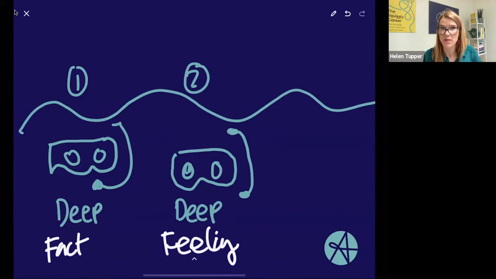So we start to get some more individual insight about a situation, maybe a little bit more about the emotional impact of something. That can help us to understand other people's perspectives. It can help us to generate empathy. It's a bit deeper.